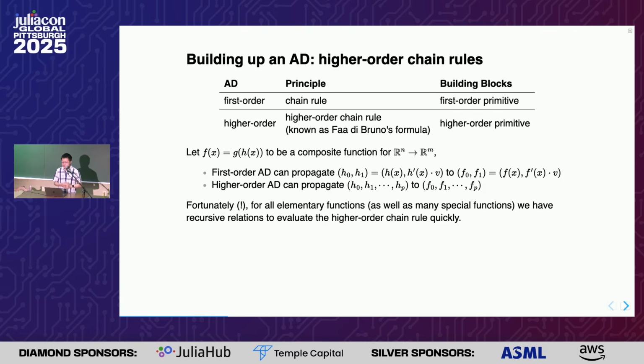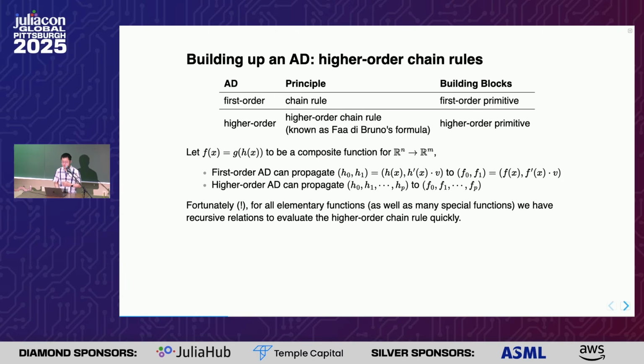In order to do that, you need to define a lot of building blocks, which are known as first order primitives, or also called first order derivative rules. When you have all these rules and building blocks, you can have a robust automatic differentiation package that handles a lot of different function definitions.